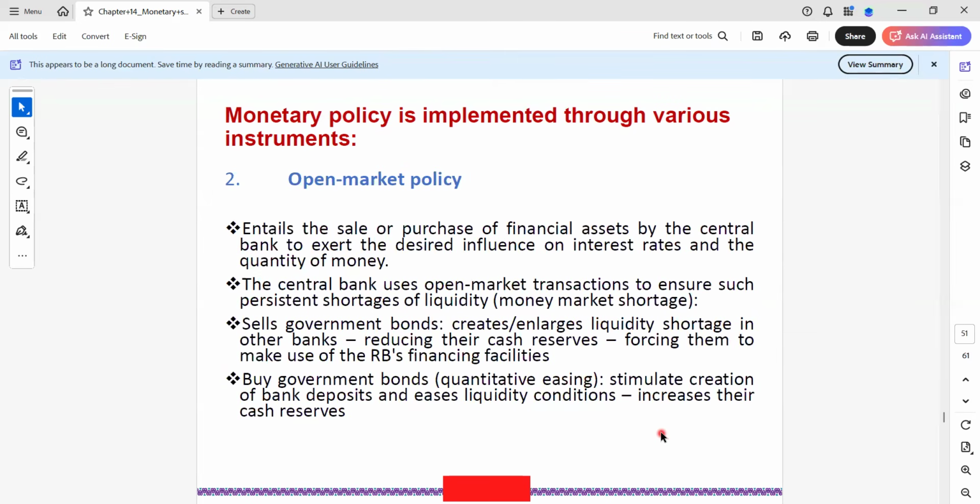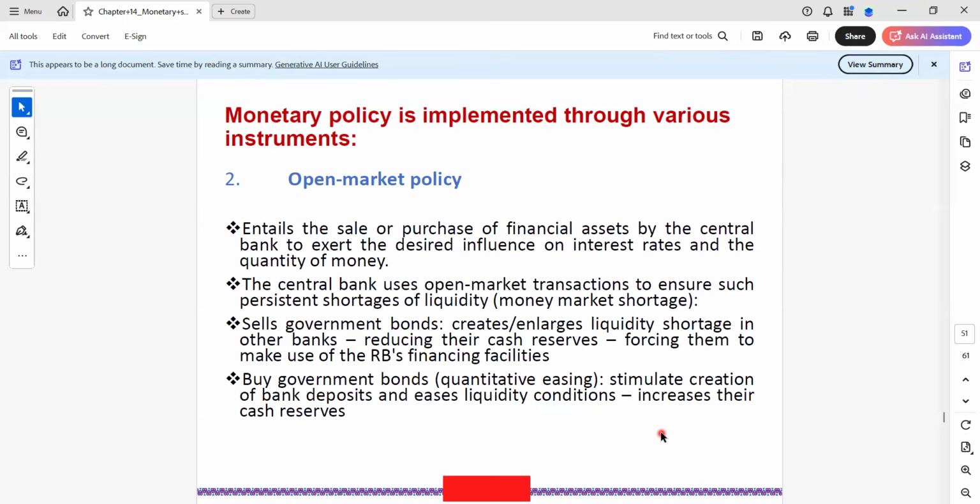Also have open market policy. Okay, when you see this one, open market transactions, open market operations, just think of bonds and securities. It entails the sale or purchase of financial assets by the central bank to exert the desired influence on the interest rate and the quantity of money. The central bank uses open market transactions to ensure against persistent shortages of liquidity.